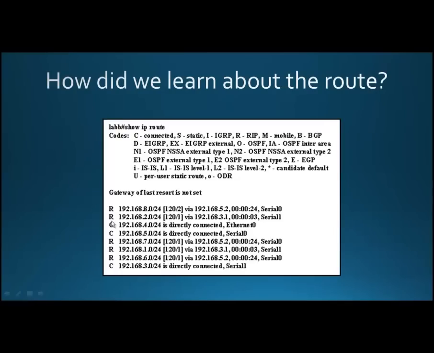So again, how do we learn about the routes? They'll show up here in the routing table. So show ip route shows me that RIP is running on this router, and then it's got some directly connected networks. Now remember, we talked about administrative distance. With RIP, the administrative distance is 120. So that's why this 120 is there. It's the administrative distance.